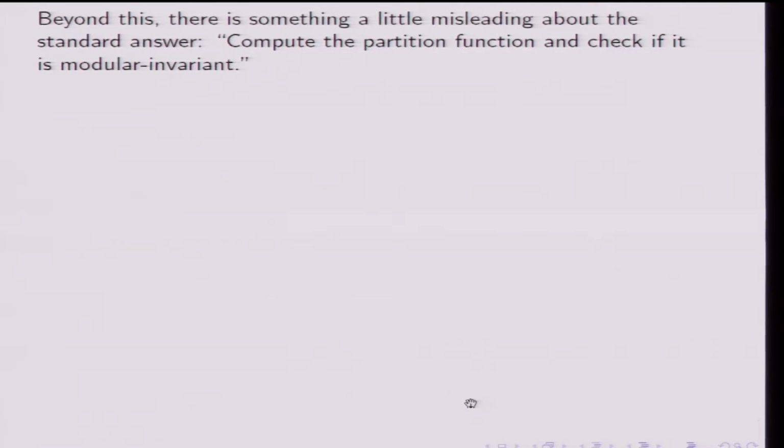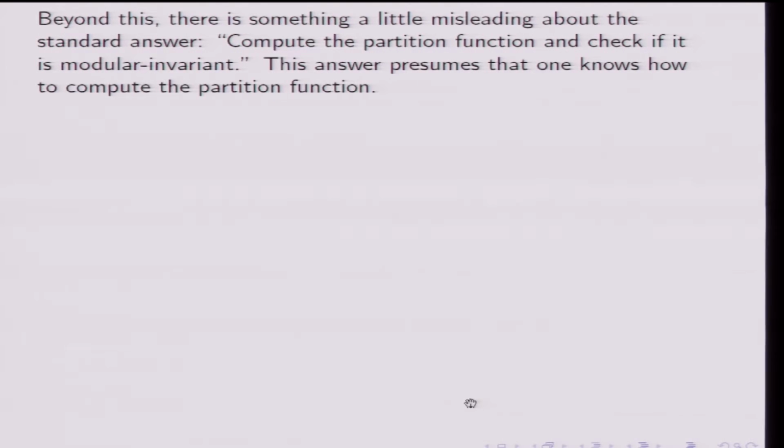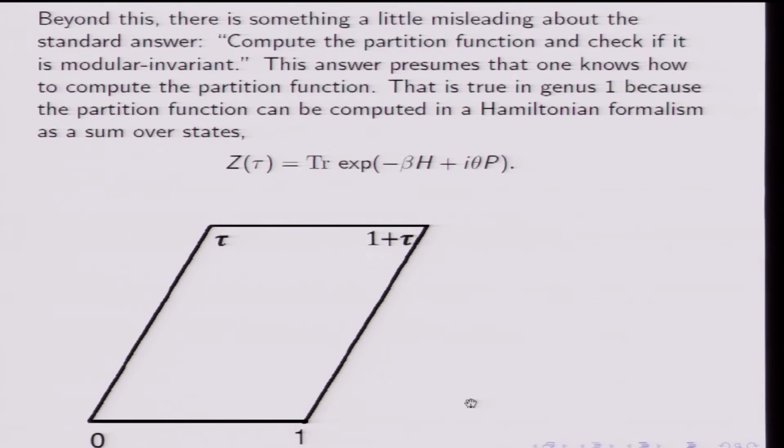Beyond this, there's something a little misleading about the standard answer. The standard answer, saying compute the partition function and check if it's modular invariant, is fine if you can compute the partition function. And in genus 1 we can, because there's a Hamiltonian formulation. On a Riemann surface of genus 1, the partition function is a trace in a Hilbert space of physical states. That gives a definition of the partition function. So the standard recipe makes sense in genus 1 when combined with this definition of z of tau. You calculate z of tau and check whether it's modular invariant.